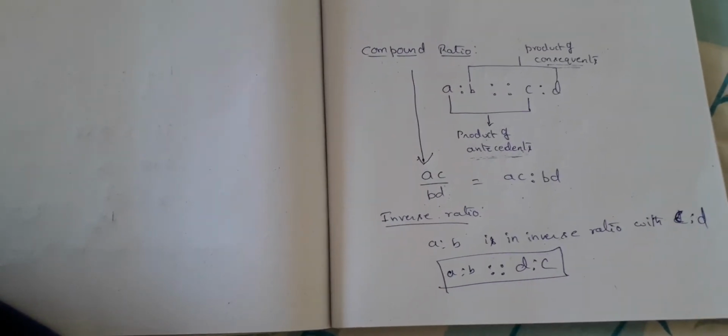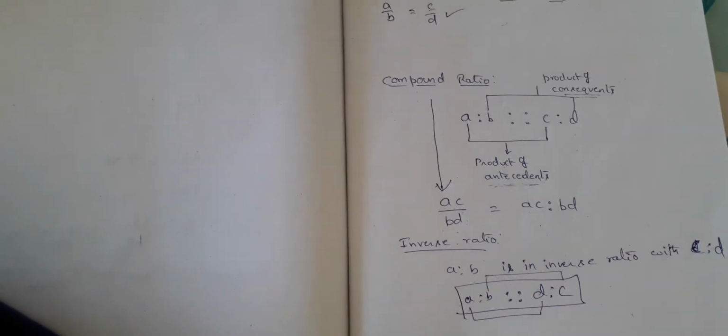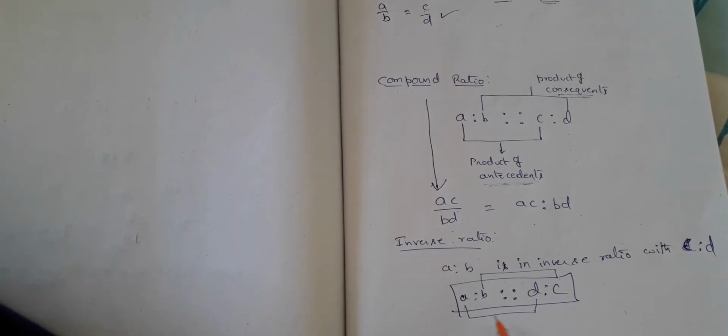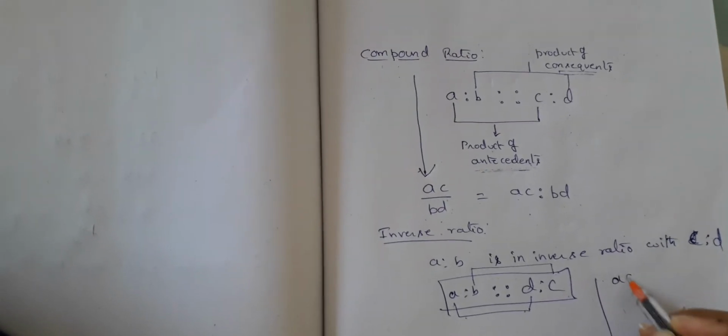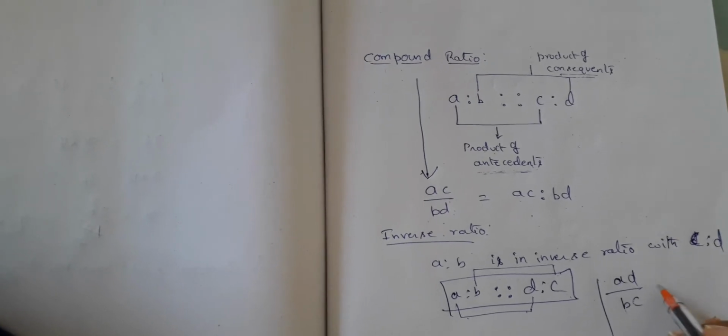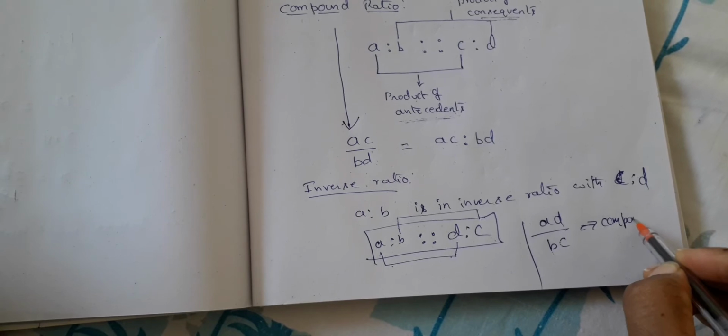If the compound ratio is asked, what is the compound ratio here? These two form the antecedents, these two form the consequents. Therefore, product of antecedents by product of consequents gives you the compound ratio. So in case of inverse ratio, AD by BC is the compound ratio.